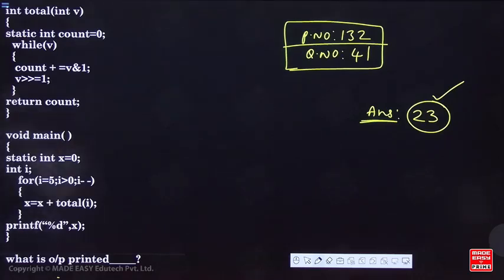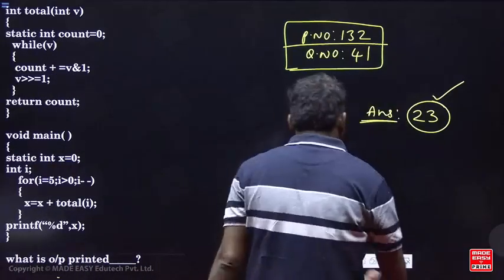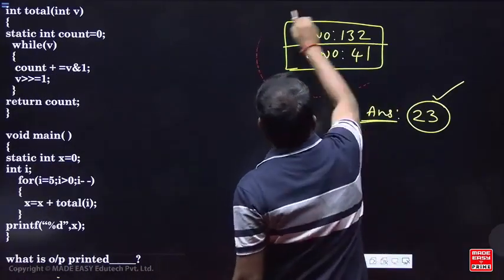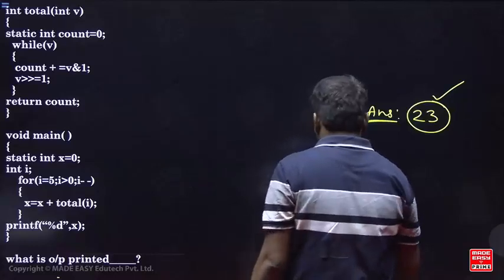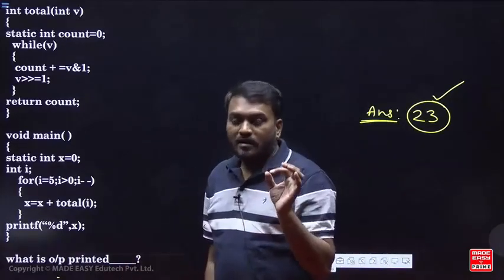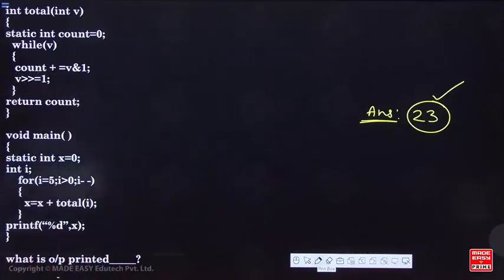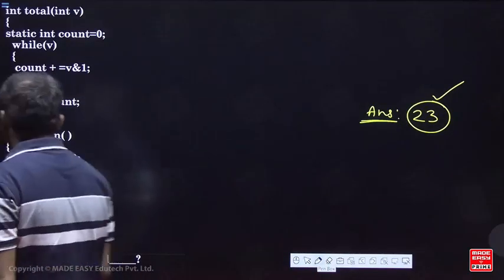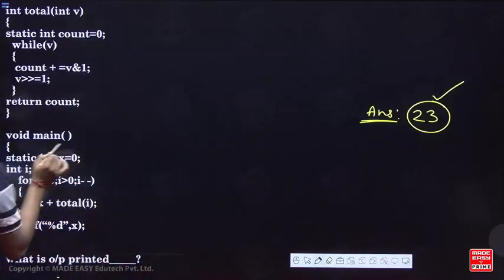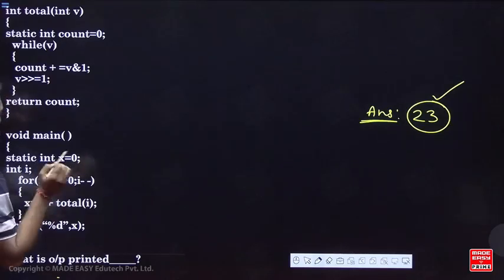Please check carefully how you are solving the problem and how I am solving the problem. Just listen carefully and rectify where the mistake is that you have done. Now, void main, static integer x equal to 0. Static means it will simply skip, because memory is allocated for the static variable at compile time.